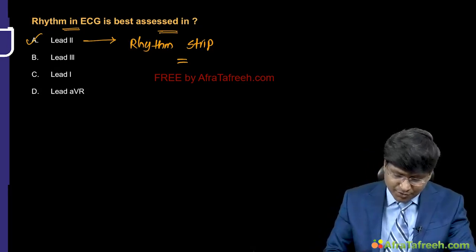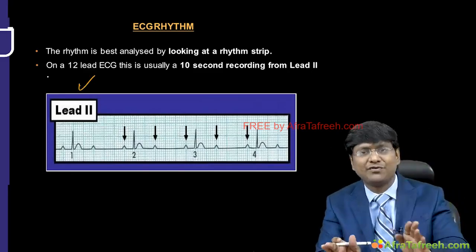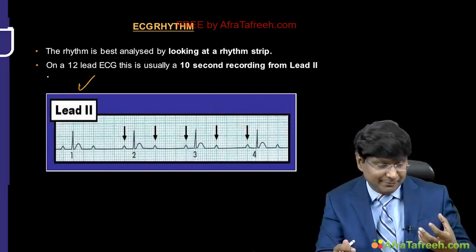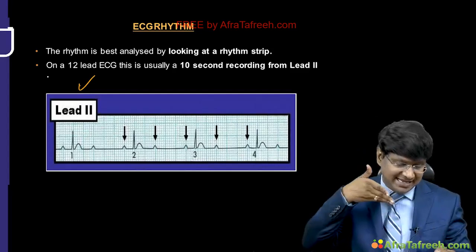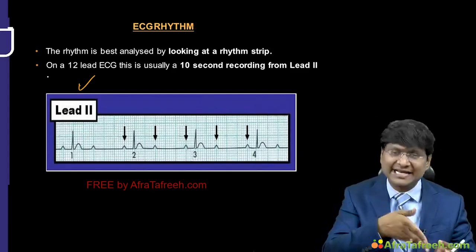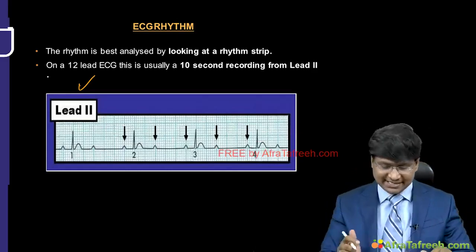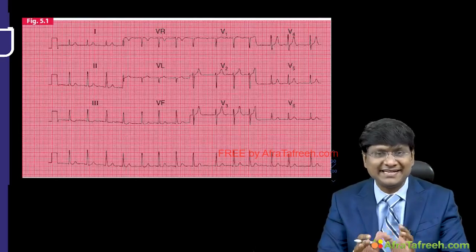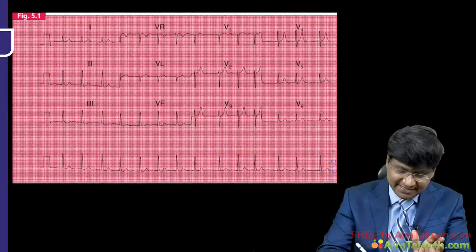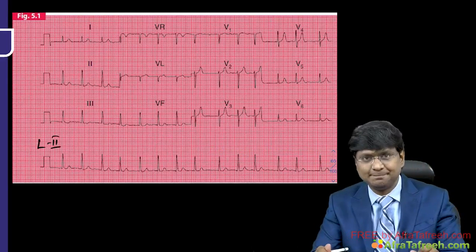Now let me show you one more. Yes, this was your lead 2, where you can observe the morphology of all the waves. Why do we take lead 2 as the rhythm strip? Because the position of lead 2 is exactly in the direction of depolarization of the entire heart. That is the reason lead 2 is considered the rhythm strip. Next, let me show you one more ECG and take up the rhythm here. Lead 2 is usually mentioned at the bottom of this ECG.